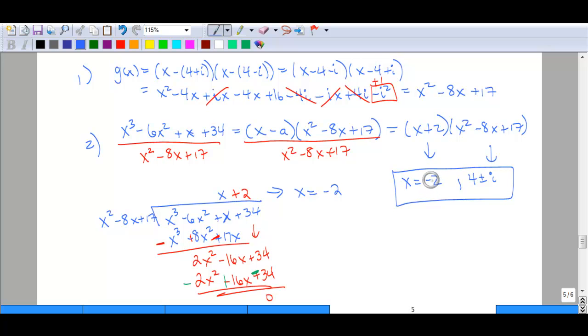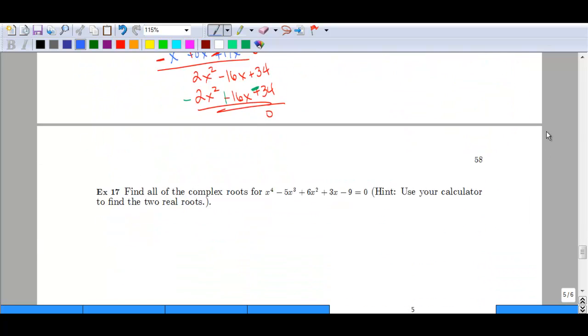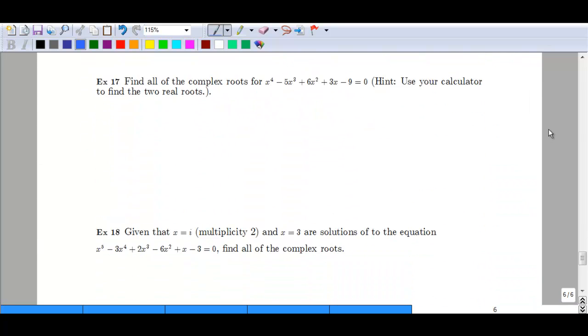We've got a real root, negative 2, and we've got 4 plus i with our positive imaginary part, and 4 minus i with our negative imaginary part. Let's look at some more examples. Sometimes it's helpful to use our calculator when we don't know what our real root is to start off with. So we want to find all of the complex roots, that includes real roots, given a function equal to 0.